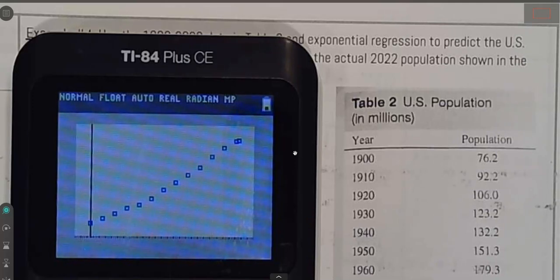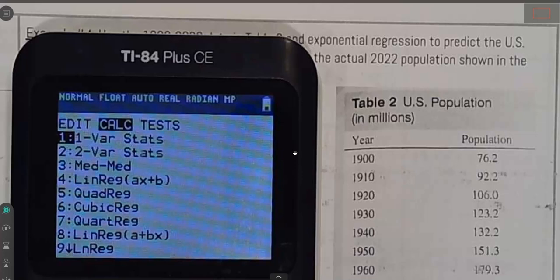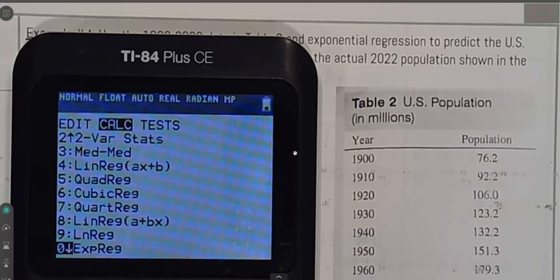Kiwi. Yes. So graph it and then find the regression model. Was everyone able to graph it? Okay. So please note that it is an exponential regression, which is this one.